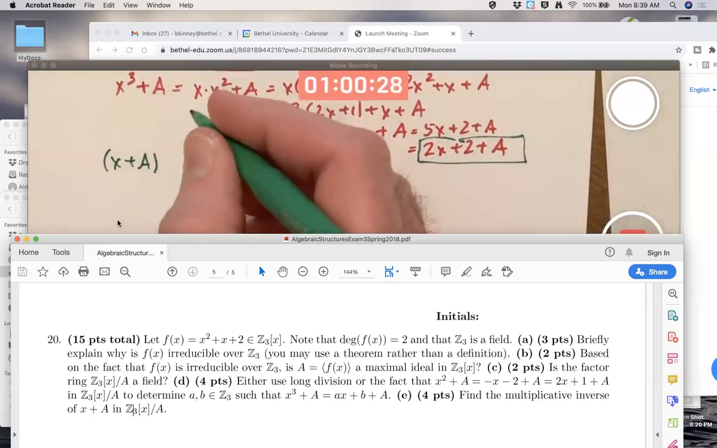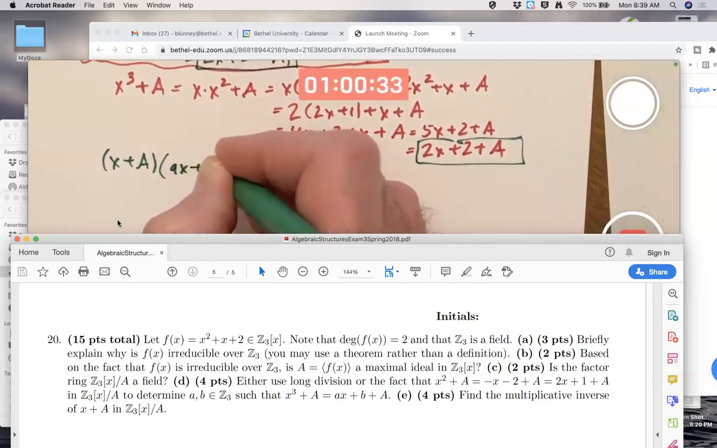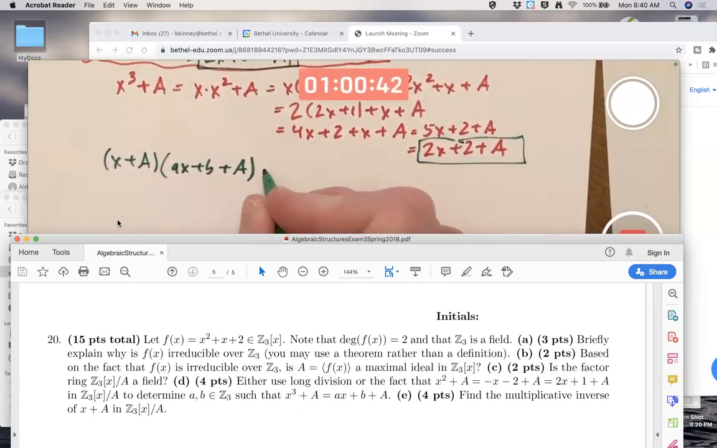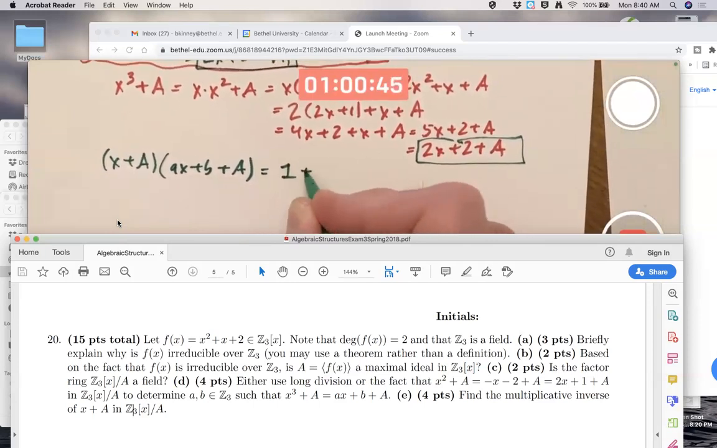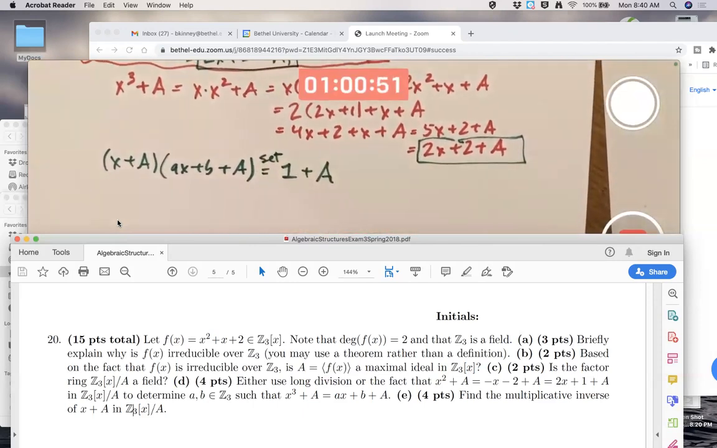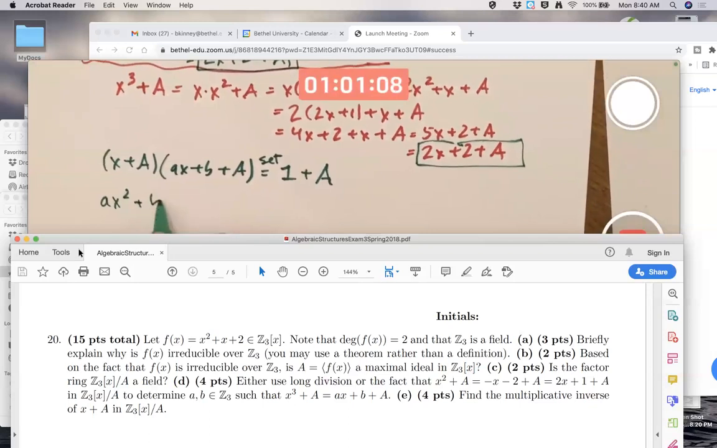Because all the elements can be written as a linear polynomial plus A, you just need to experiment to see if you can find the values of little a and little b that make this equal to the unity 1 plus A. Set those equal and see if you can solve for little a and little b. Expand this out. Multiply cosets by multiplying their representatives. x times ax is ax squared. x times b is bx.